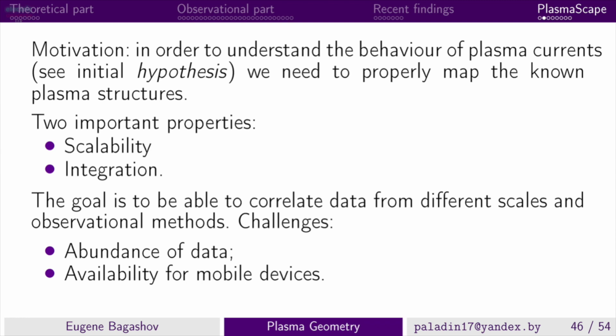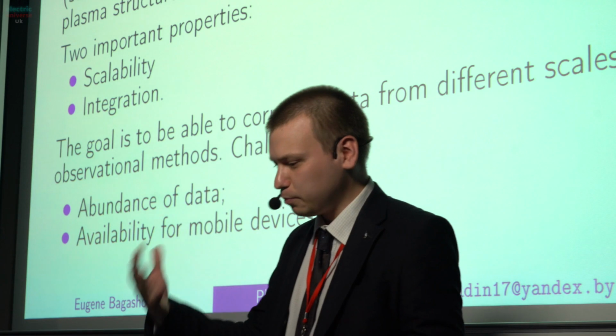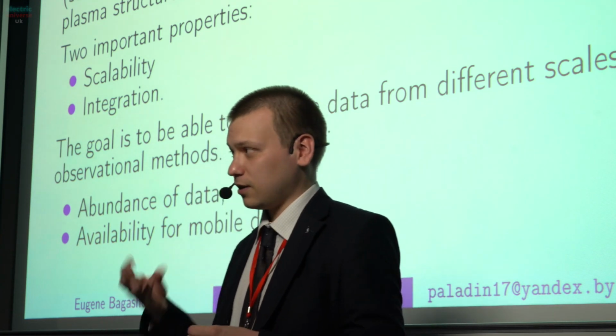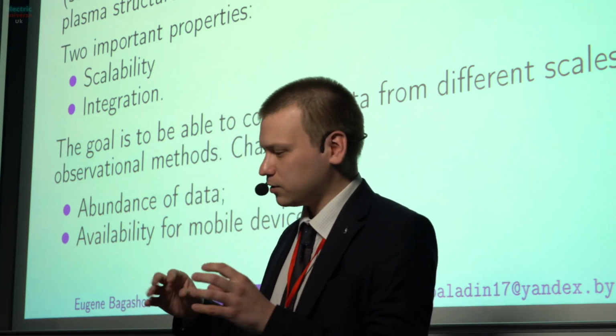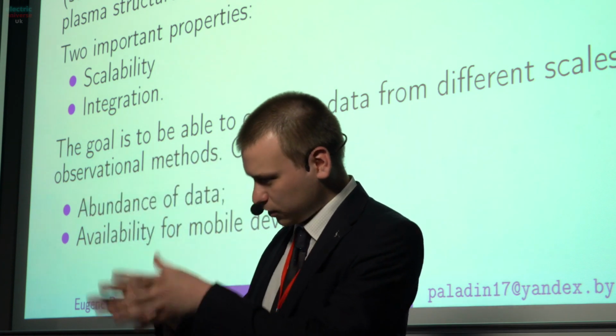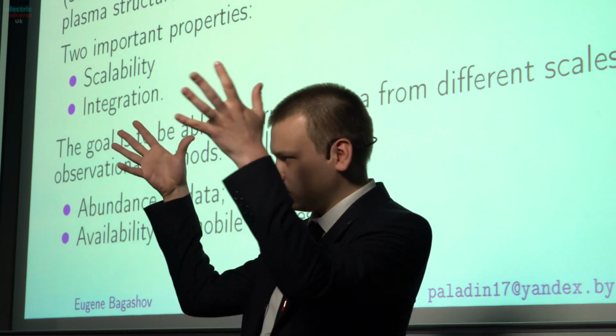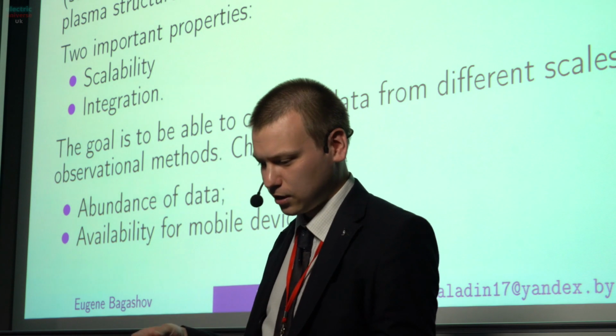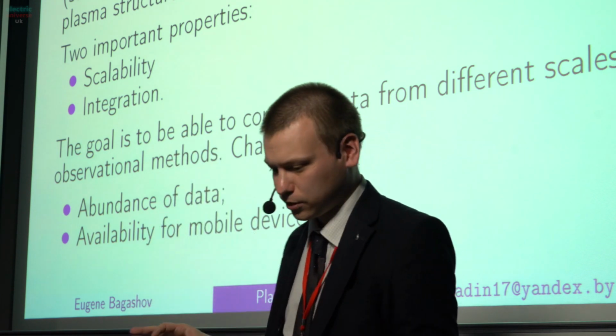So the first step we need to take is to map everything. And this is exactly what this tool is needed for. We tried to implement those two important properties that I think it should have. The scalability, that is the ability to quickly change scales from the solar system to the local interstellar cloud, etc., and see all the orientations simultaneously.